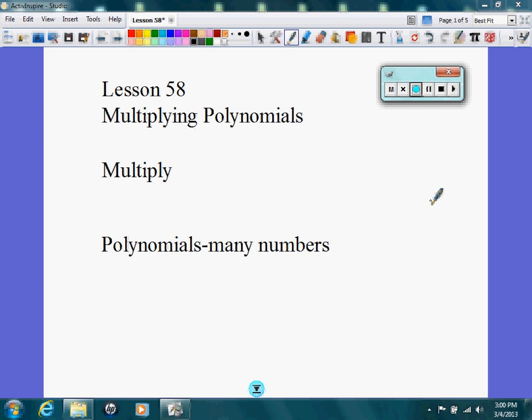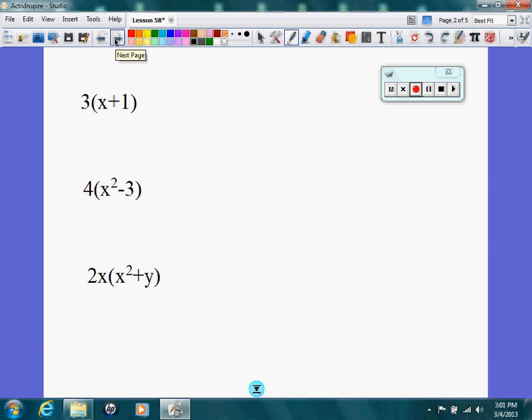Okay, our lesson today is lesson 58, multiplying polynomials. We all remember what multiply meant. We just multiply two numbers, maybe 3 times 2. 3 times 2 would be 6. And what is a polynomial? Well, the prefix poly just means many, and nomials means many numbers. Poly numbers. Polynomial. Poly means many. Nomials means numbers.